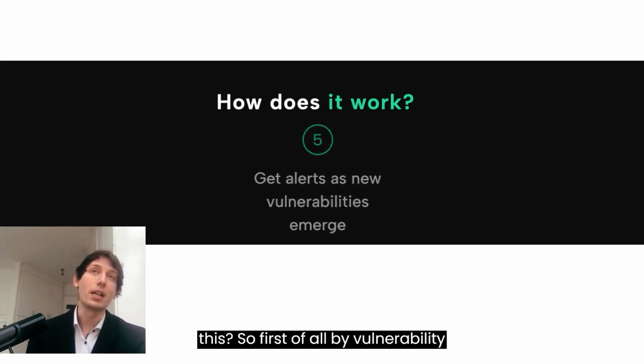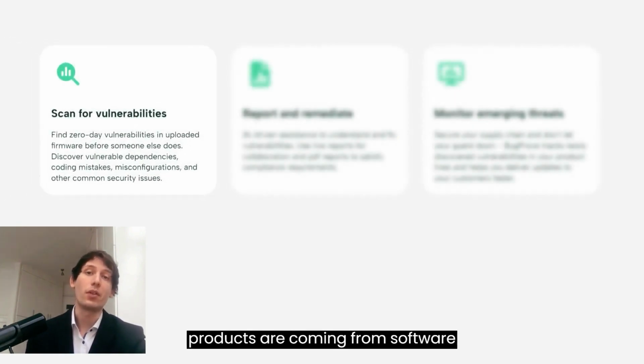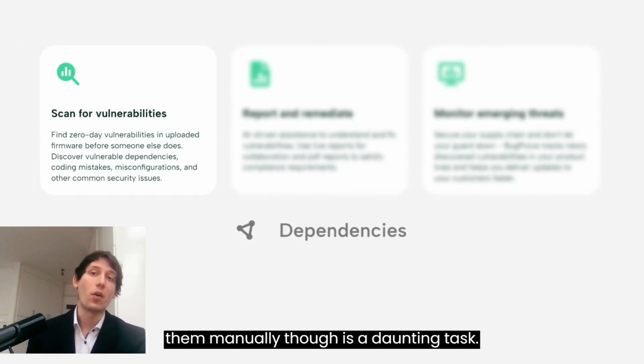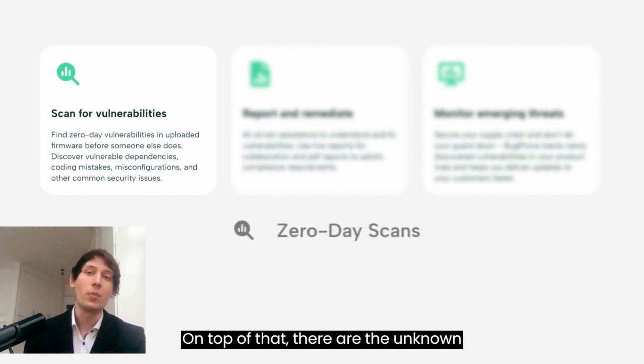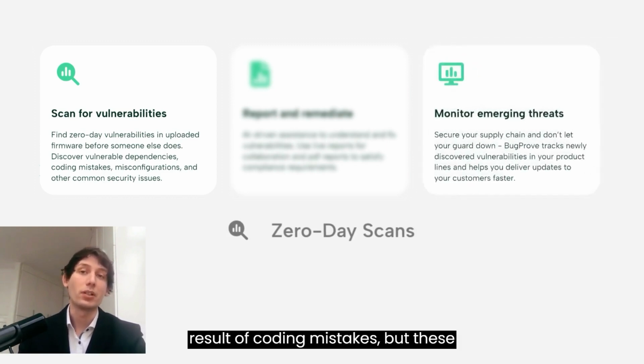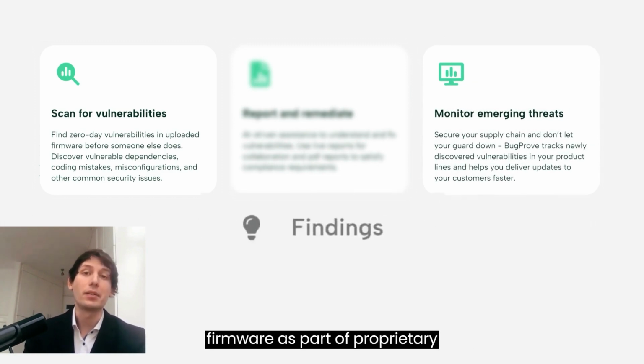So first of all, by vulnerability scanning. A lot of issues affecting IoT products are coming from software dependencies. Discovering and managing them manually, though, is a daunting task. On top of that, there are the unknown issues. Security flaws might be the result of coding mistakes, but these could be also fatal issues hiding in your firmware as part of proprietary components. Unlike other tools, BugProve can discover all of these.